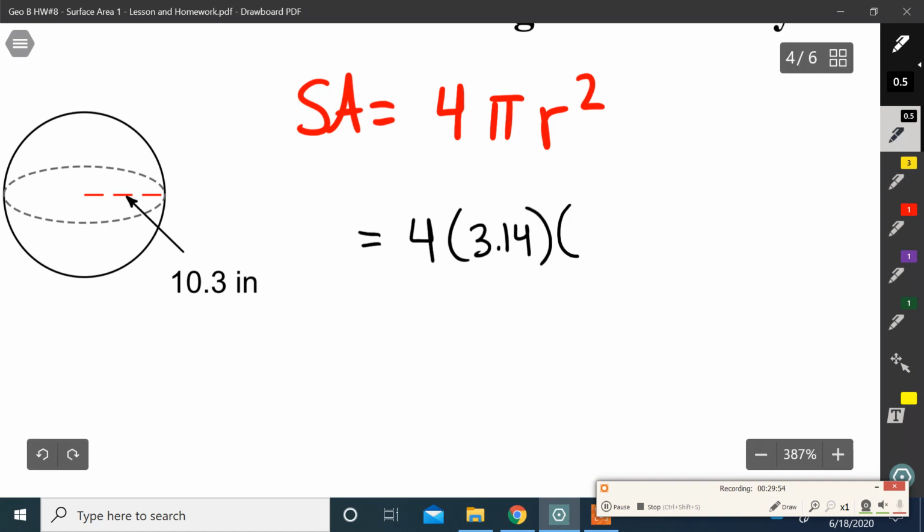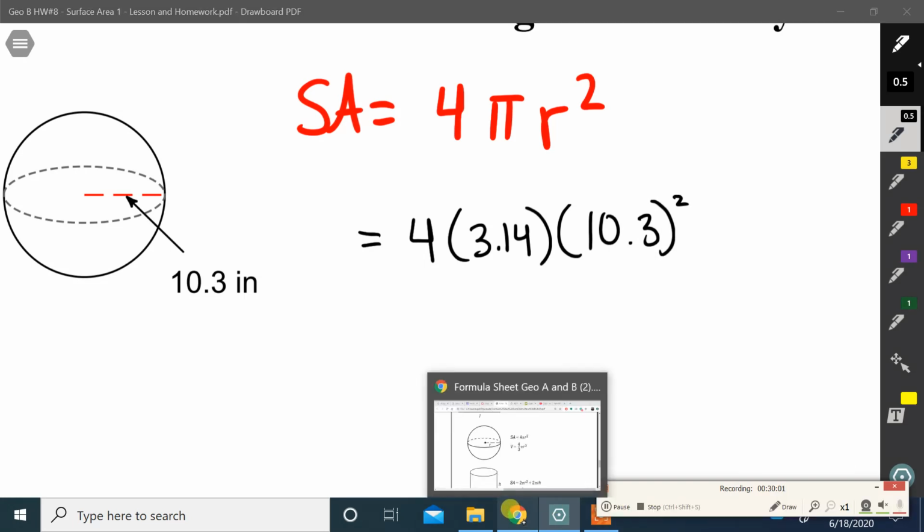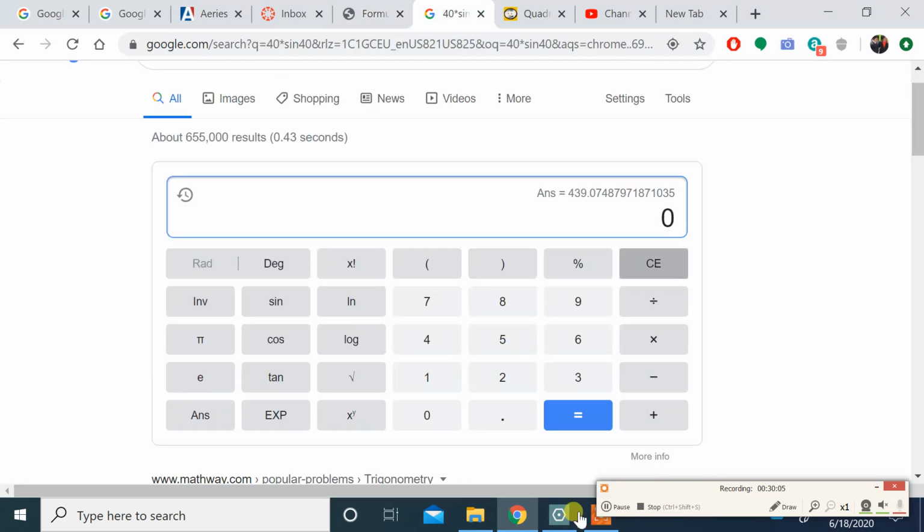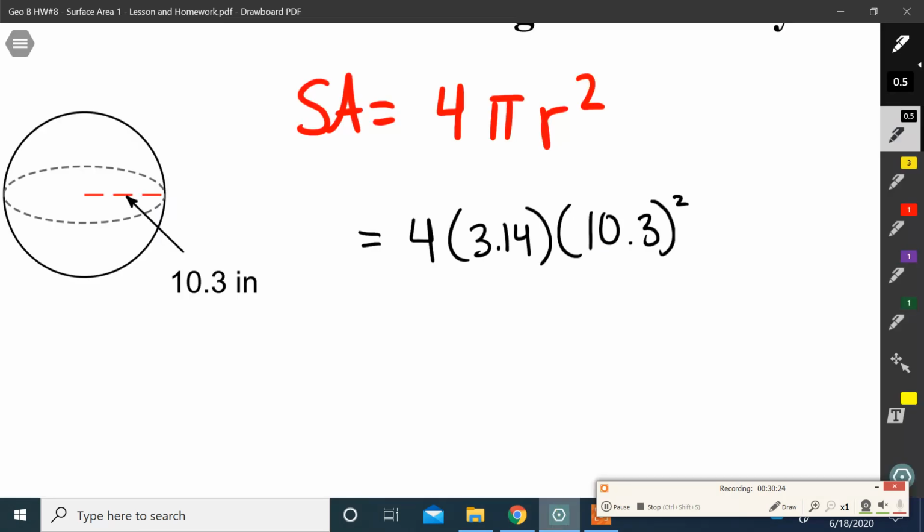And then we have 10.3 squared. So these ones are actually pretty easy, because all we're doing is using our calculator and knowing how to do that. So it's 4 times 3.14 times 10.3 squared. We get 1,332.49.